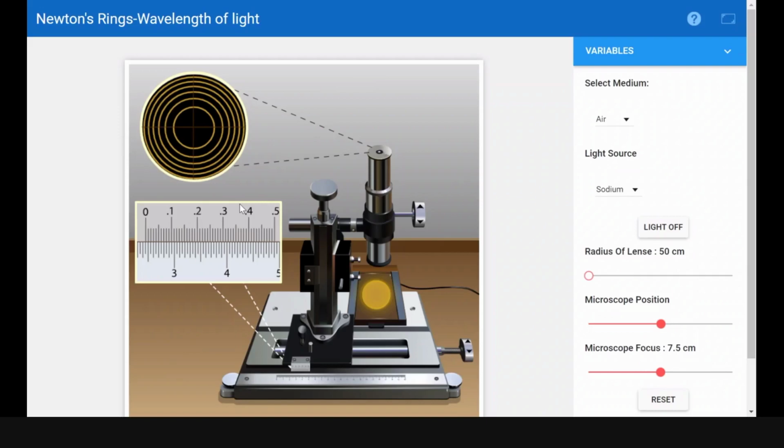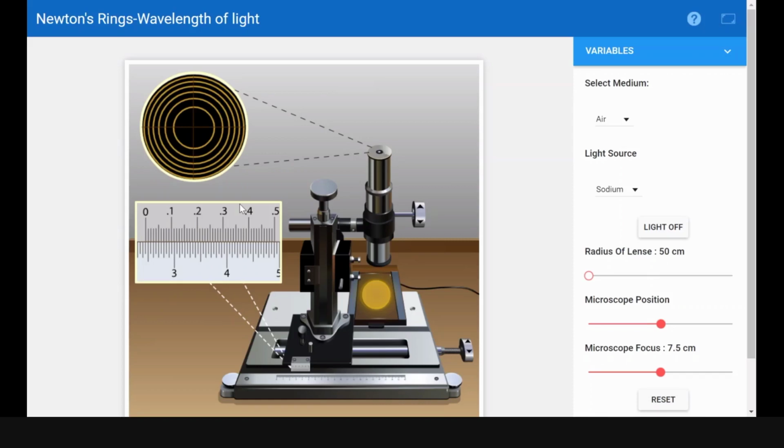Again, I am repeating it: the least count is 0.001 for the said experiment. I hope that this is clear to you. Any doubt up to this point? Okay, so I am moving ahead.